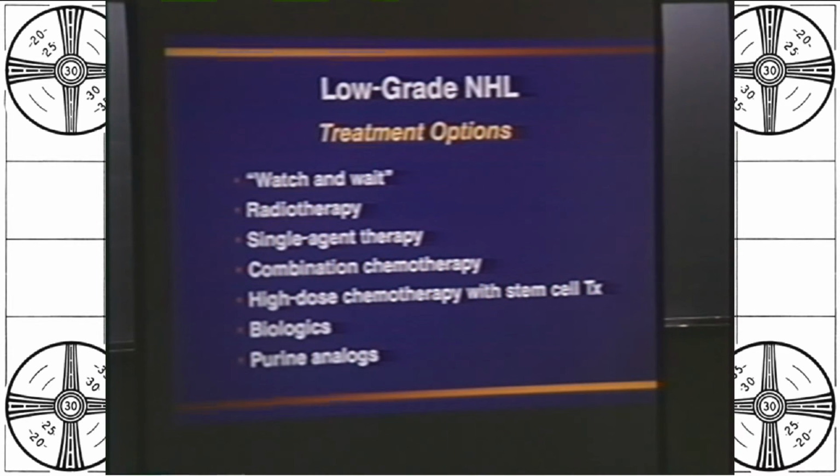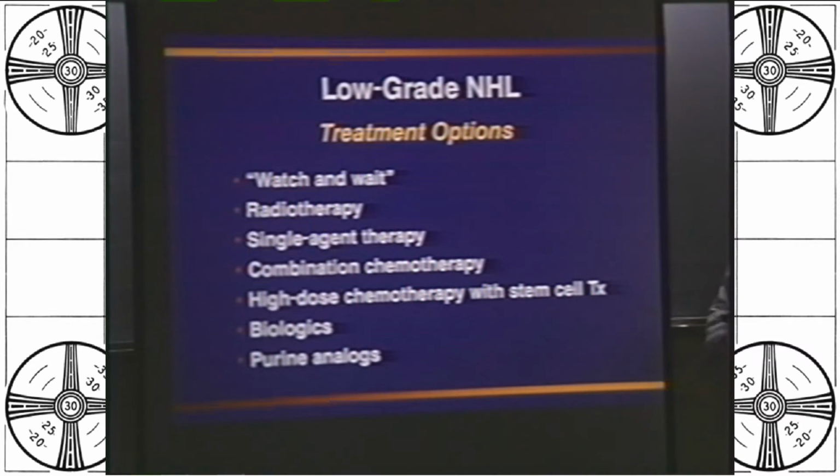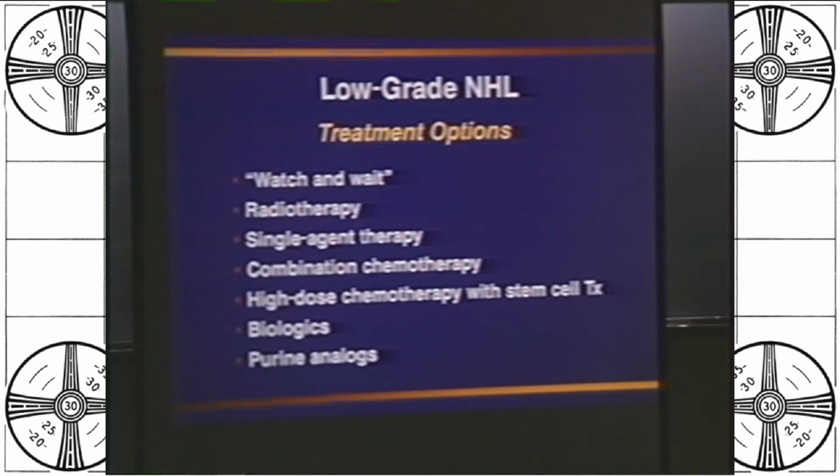What about low-grade lymphomas? Well, here it's a little bit more complicated. You have many options, and whenever you see a set of options like this, that tells you that the treatment is not that good. Because if it were that good, you would have one or two, but you have many. And they range from watch and wait, meaning that you don't institute therapy until the patient develops symptoms, all the way down to high-dose chemotherapy and stem cell transplant.